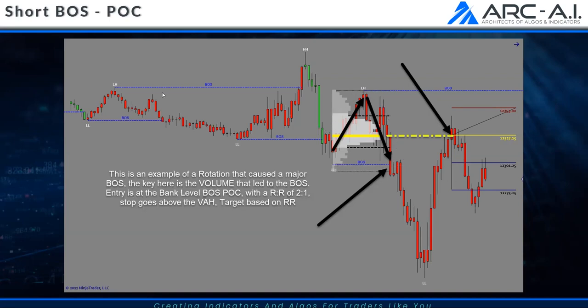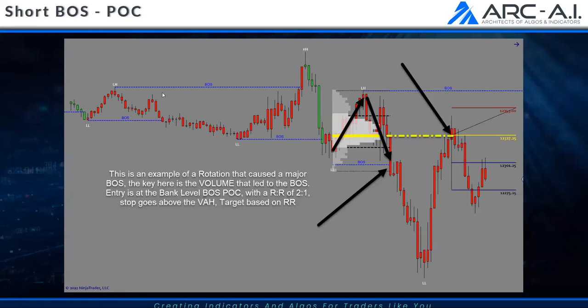What we're doing is we're wrapping a profile around that rotation. Why? Because that is a very important decision point. The volume that took place in this location led to the break of structure. So that point of control is a very interesting location for a trade. And you can literally nest your entry right on the point of control. You put your stop above the value high, and you set your targets according to risk management, or you can have a farther objective to target the lows down here as well. This is another setup. It's called the boss POC, okay?